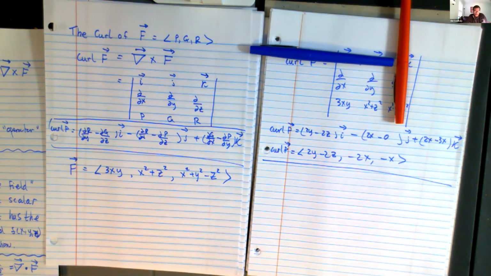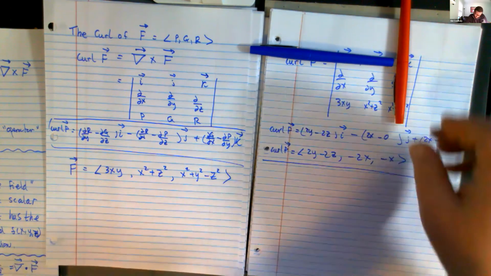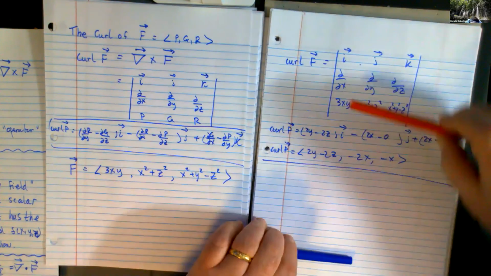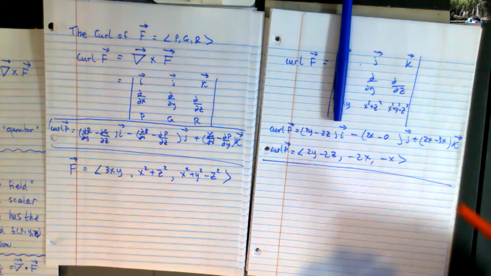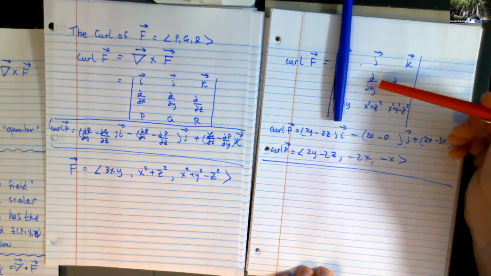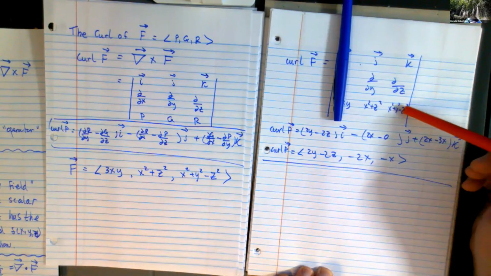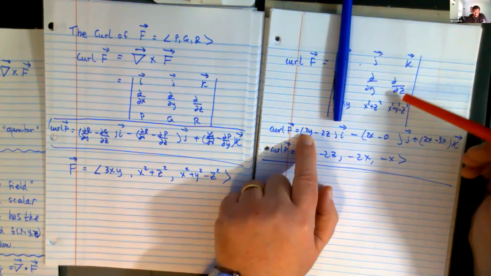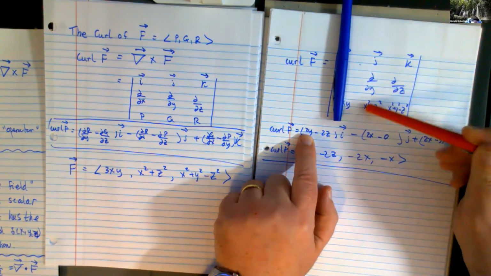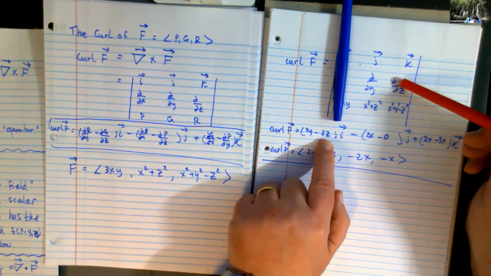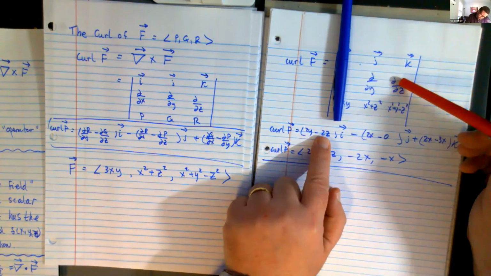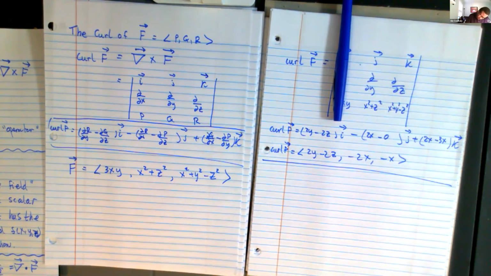Professor, would you mind redoing the i again? The i again? Coming up. You differentiate this fellow with respect to y, and you get 2y. Take away this guy with respect to z, which is 2z. So 2y, take away 2z. I see it now. I wrote it down wrong. Okay.